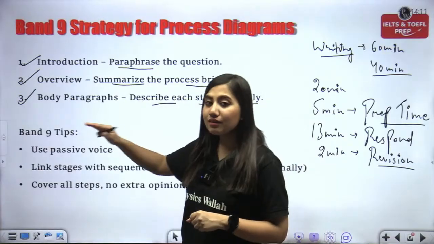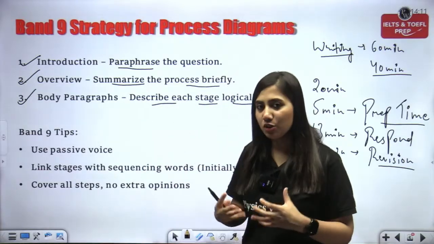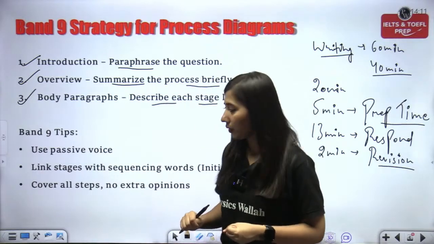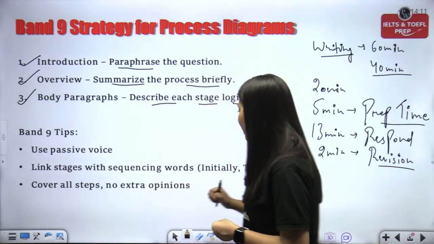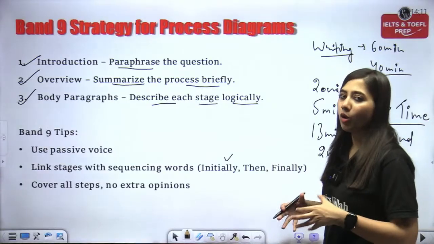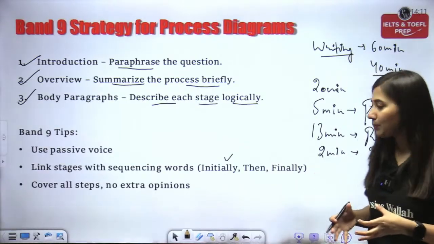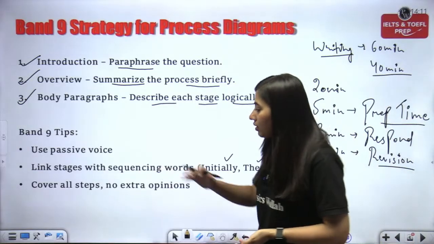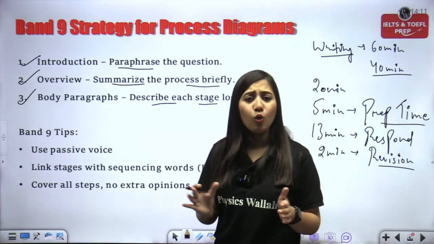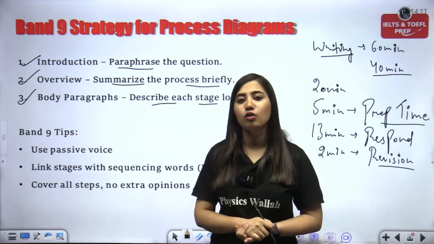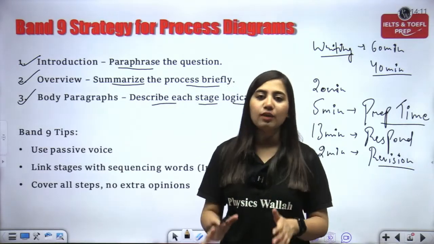Now, what are some tips we have to follow while writing? Use passive voice all the time. Link stages with sequencing words like initially, then, finally. Here in process diagrams, it's very important that you use these sequencers. And cover all steps, with no extra opinions. No opinions are needed here. You're not supposed to provide any kind of opinions. You just have to state what's happening.